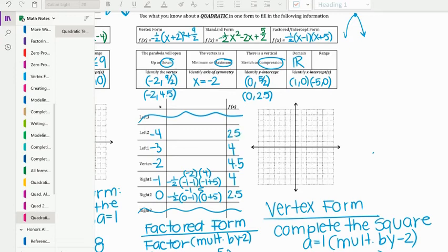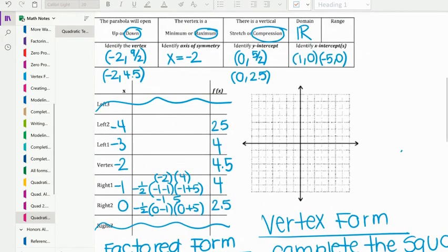So this one, we don't need to adjust our scale. It'll fit just nicely. So we have negative 2, positive 4.5, which will be in between 4 and 5. We have negative 1, 4, and negative 3, 4. Then we have negative 4, 2.5, and 0, 2.5. And then that's enough points, but we want to make sure that we have the right x-intercepts when we cross it, and luckily we know that. So the x-intercepts are 1, 0, and negative 5, 0.